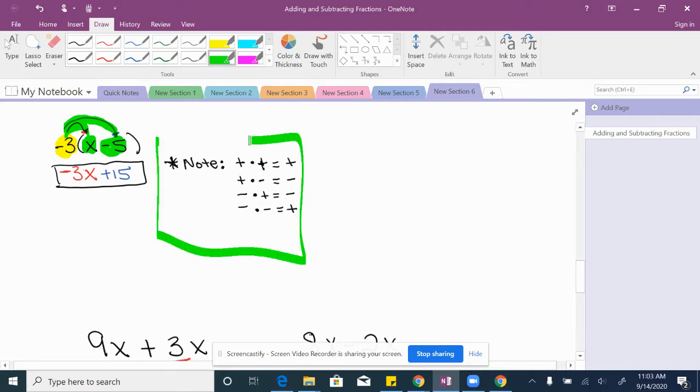These are your rules here. Remember those rules. When you're multiplying by two positives, your answer is positive. When you multiply by two negatives, your answer is also positive. And when you multiply by one negative, your answer is negative. Más por más son más, menos por menos son más, y más por menos o menos por más son menos.